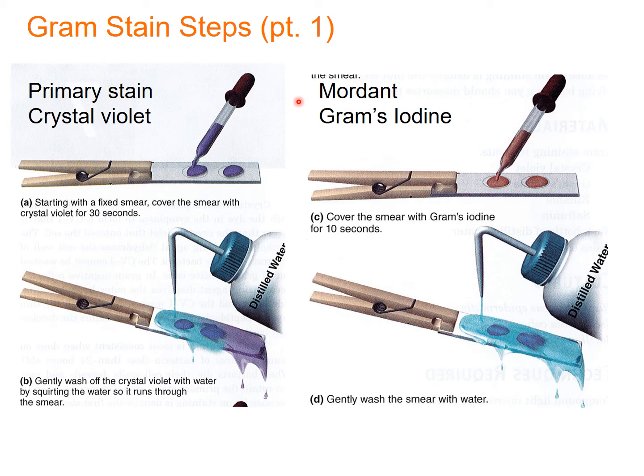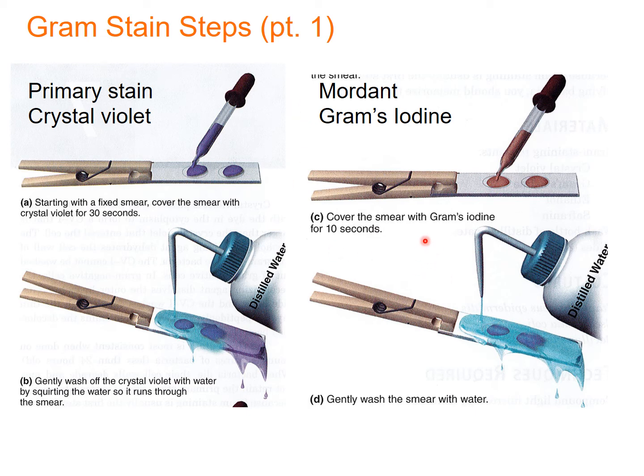So by adding Gram's iodine to the cell wall of bacteria that already has a lot of crystal violet in it, it increases the size of those complexes and it sort of locks it in place so that the crystal violet remains stuck inside the cell wall. That's a very important point, and it's going to help us out in our next step.